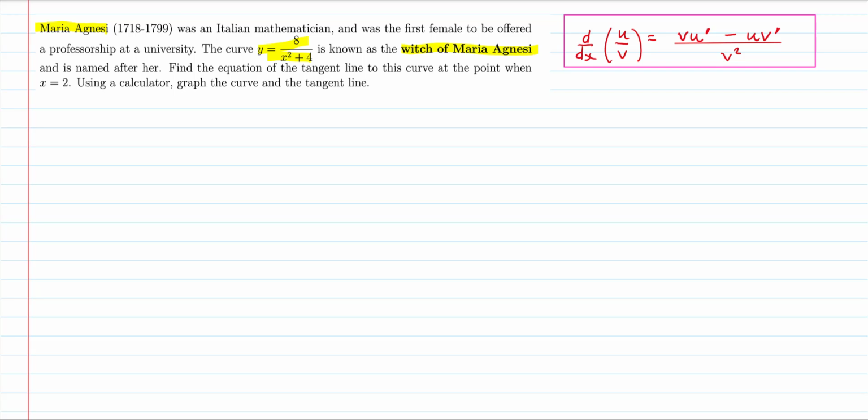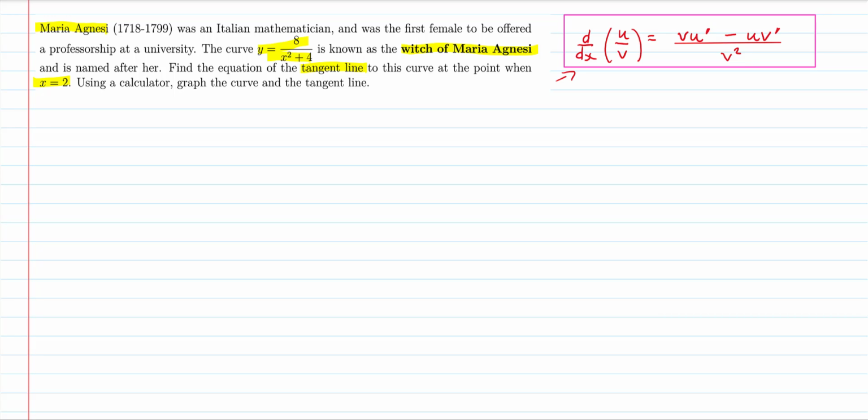So what we want to do is find the equation of the tangent line to this curve at the point when x equals 2, and then using a calculator graph the curve and the tangent line. There's a couple of ways we can go about differentiating that function, but in this video we're going to differentiate it using the quotient rule, which I've got written out in this box up here.